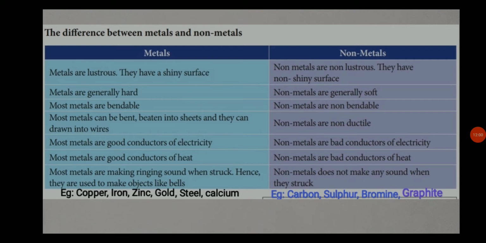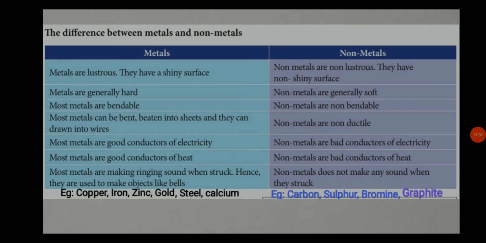First one, metals. Metals are lustrous, they have a shiny surface. Non-metals are non-lustrous, they have a non-shiny surface. Second point, metals are generally hard, non-metals are generally soft. Most metals are bendable, non-metals are non-bendable. Most metals can be bent, beaten into sheets, and drawn into wires. Non-metals are non-ductile.